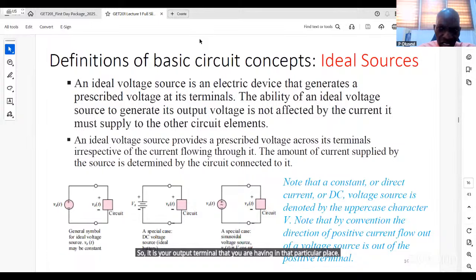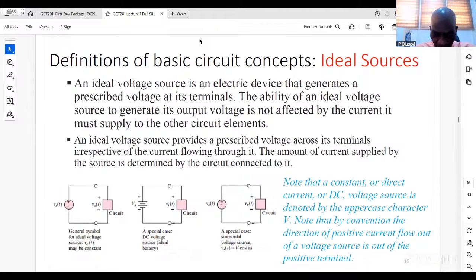So that one, if you look at the equation there, you can see the voltage source. The equation has a cos omega t.